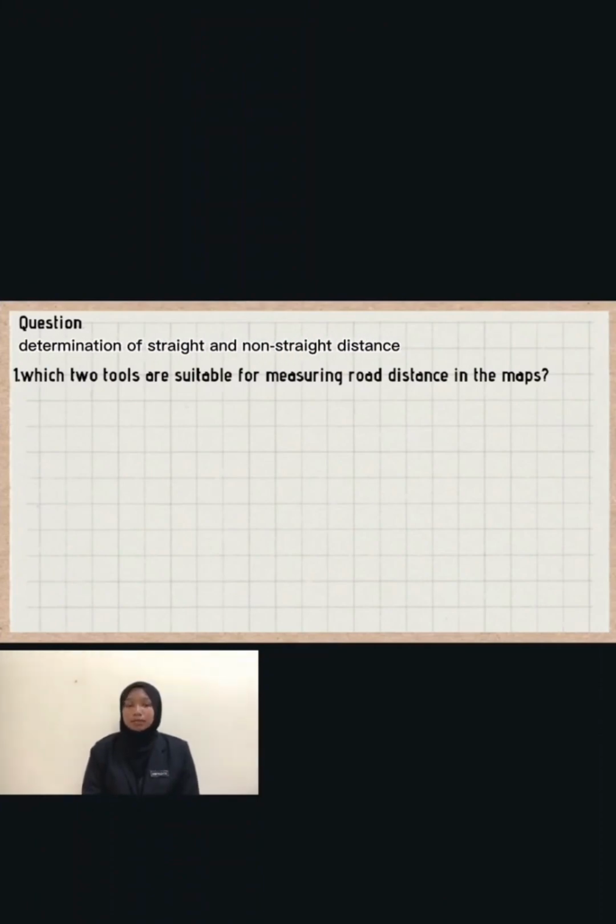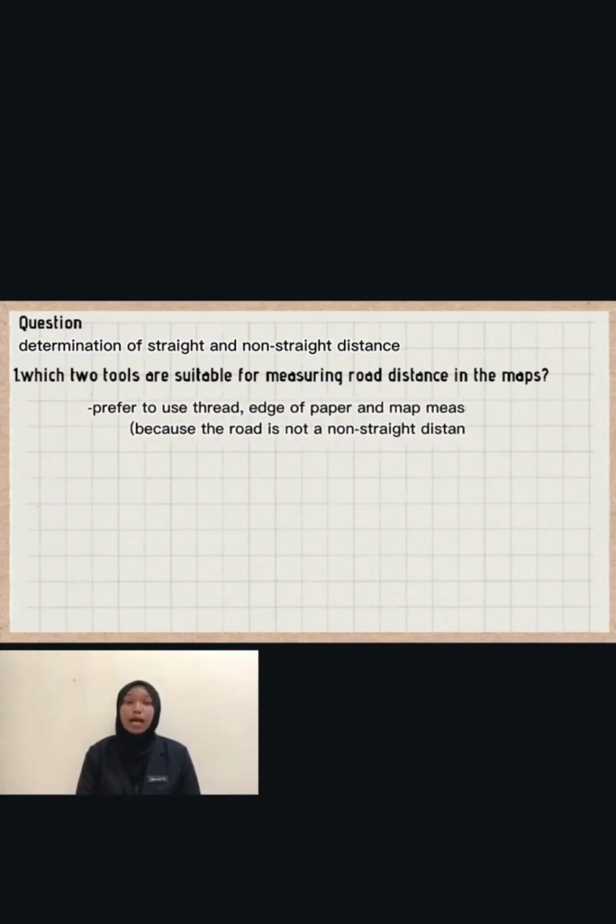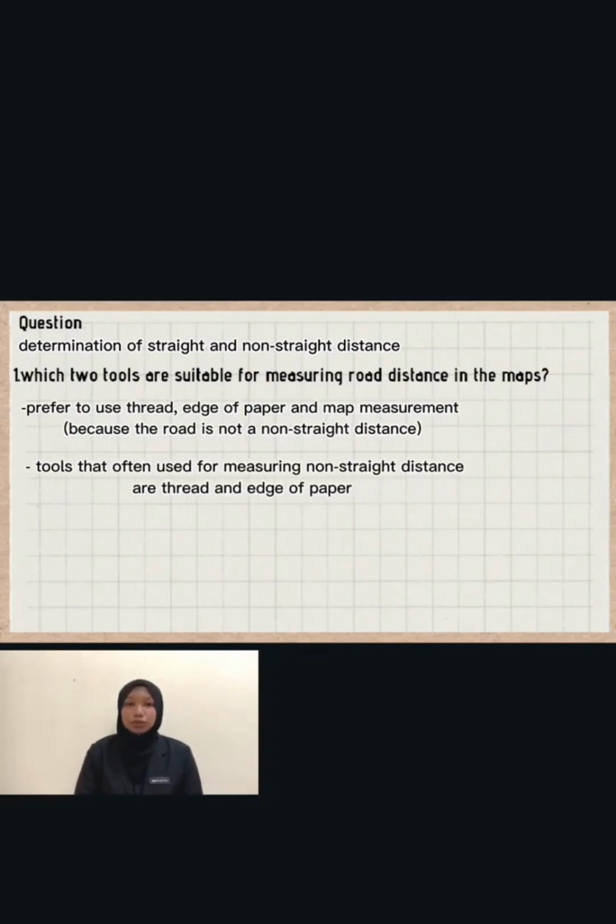So, for these elements, I choose the low-level questions. For example, what tools are suitable to measure road in these maps? As we know, the road is non-straight distance, so the suitable tools are map measure, thread, and edge of paper. But the often used is edge of paper and thread only.